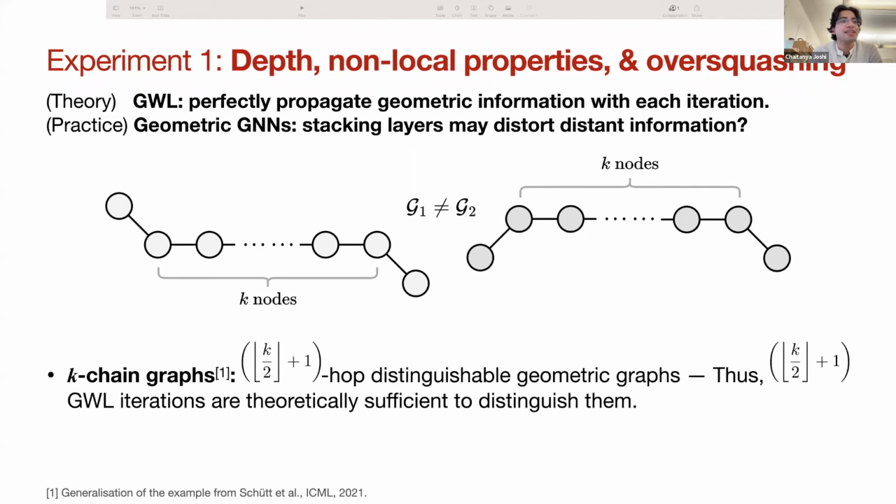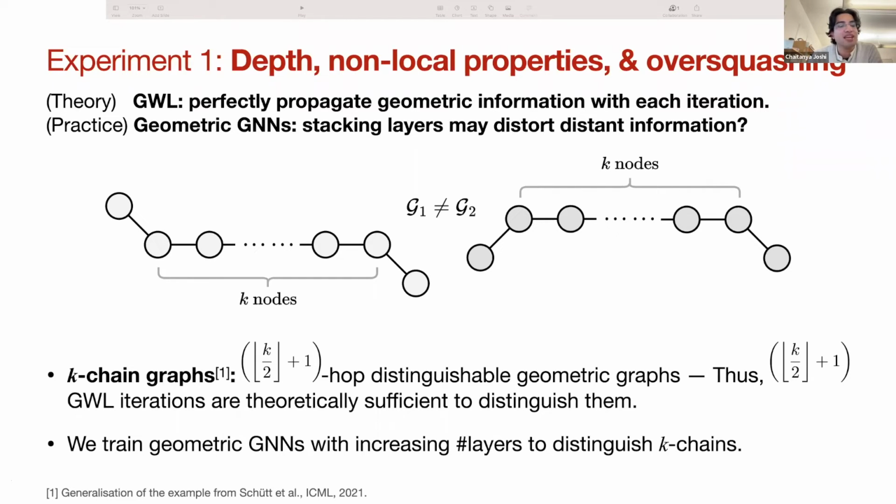So we created this generalization of the example from the Pavone paper, which we call K-chains. And here we know theoretically how many hops will distinguish these graphs. Essentially, you need to transport geometric information from the two ends to the center of the chain, and that would allow your model to distinguish them.